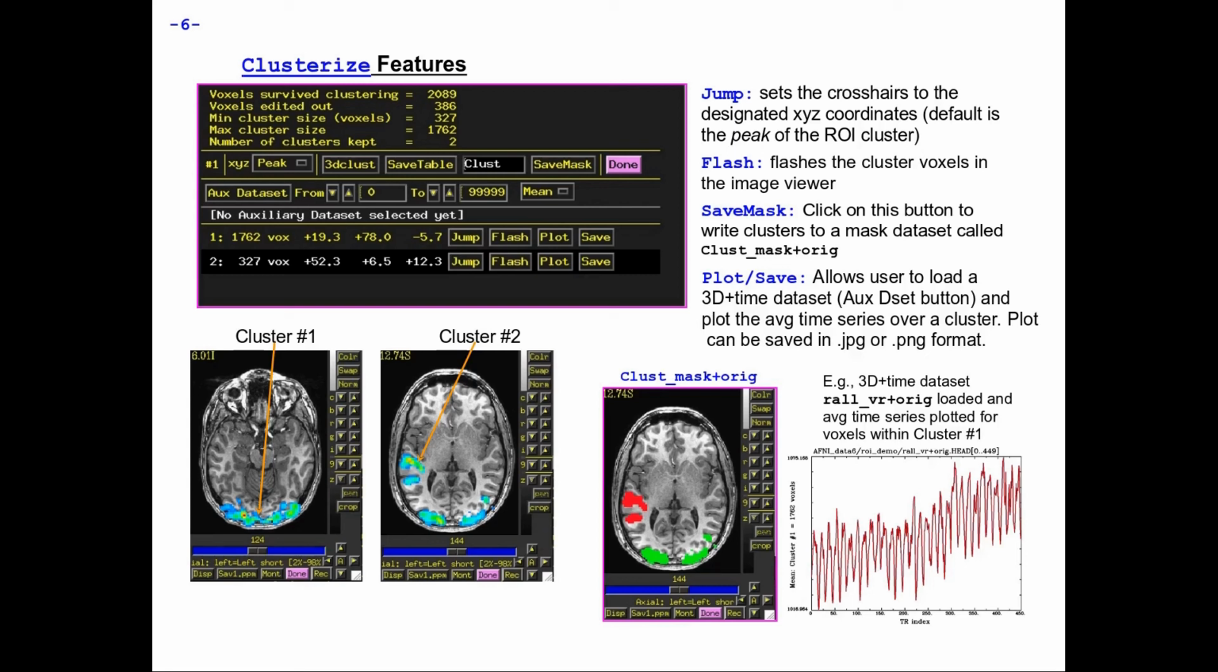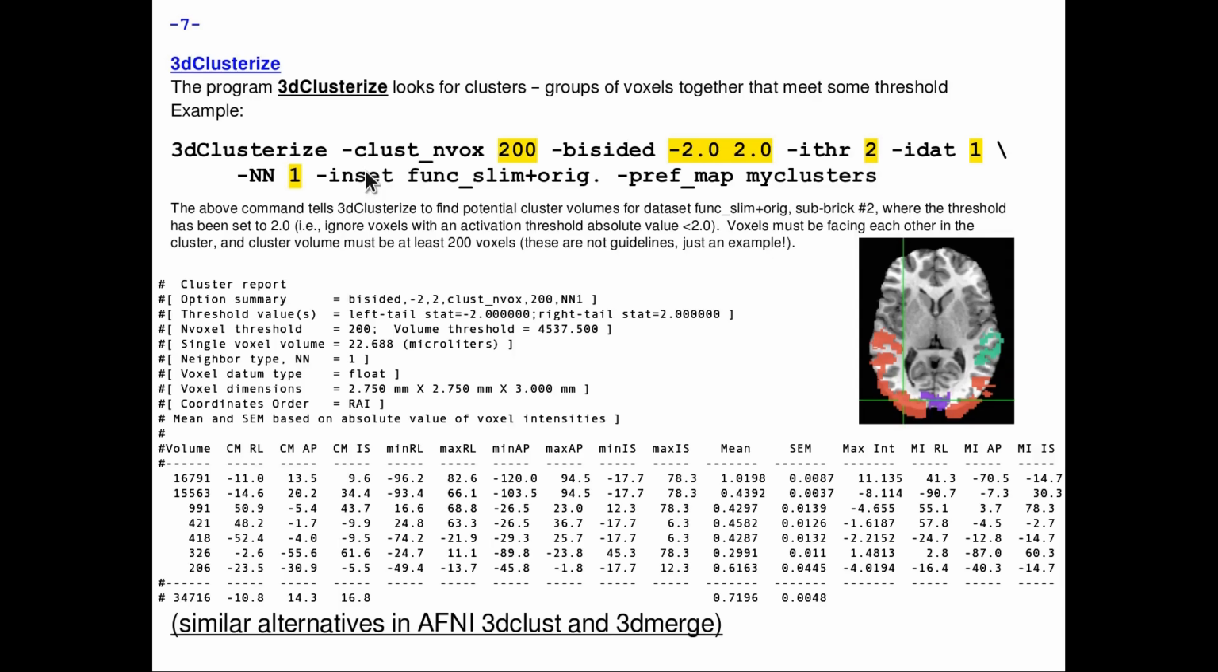These are some of the other features from the report. You can jump to each particular cluster, flash and show those clusters. You can save the mask from within the interface, and you can also generate a 3dClusterize command. So we'll talk about that. So here's the 3dClusterize command. 3dClusterize is a program that does the same thing as the GUI version of it.